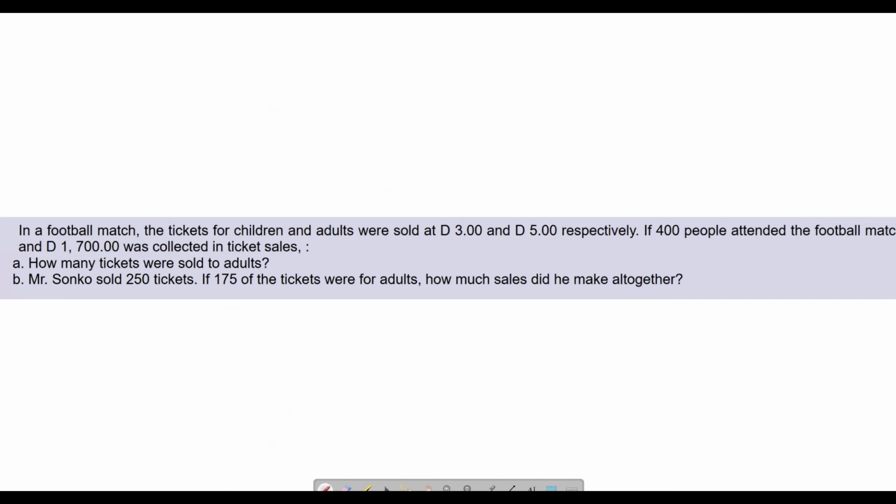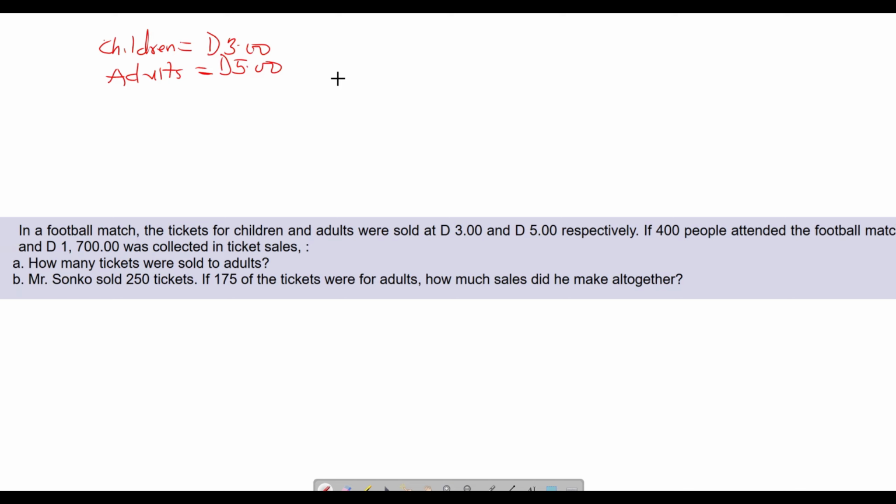Now let's move to the second word problem. Now look at this. The question says that in a football match, the tickets for children and adults were sold at D3.00 and D5.00 respectively. That means for the children, the amount they sold the ticket is D3.00, and for the adults, the amount for the ticket is D5.00 respectively. Therefore, 400 people attended a football match and D1,700 was sold in ticket sales. How many tickets were sold to adults?